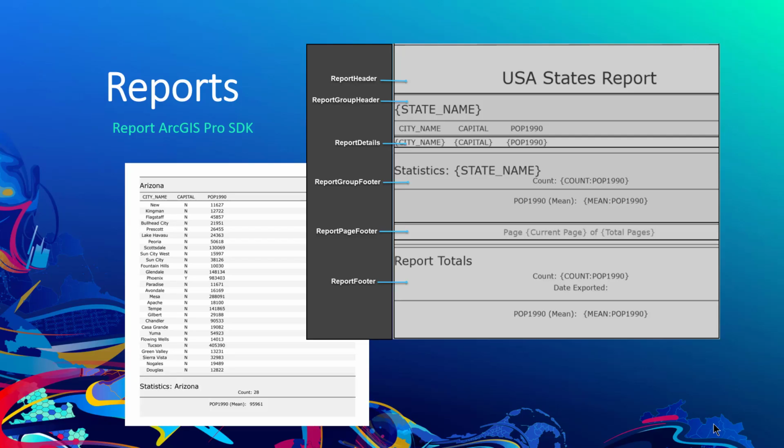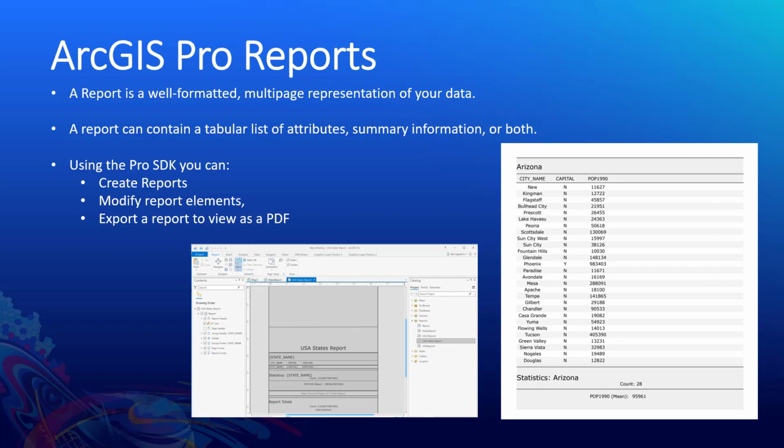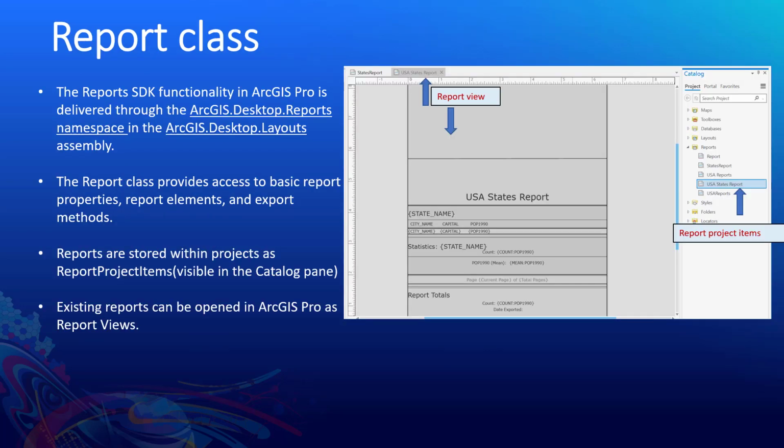Let us now shift focus to the new Reports API in Pro. A report in Pro is a well-formatted multi-page representation of your data. A report contains a tabular list of attributes, summary information, or both. Using the Pro SDK, you can create reports, modify report elements, and export them as a PDF. The Report SDK functionality in ArcGIS Pro is delivered through the ArcGIS.Desktop.Reports namespace in the ArcGIS.Desktop.Layouts assembly. The Report class provides access to various report elements, properties, and methods.